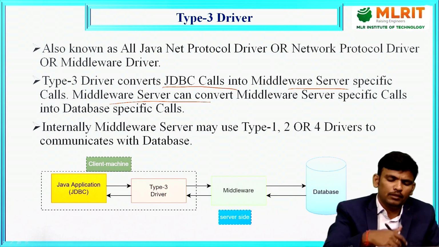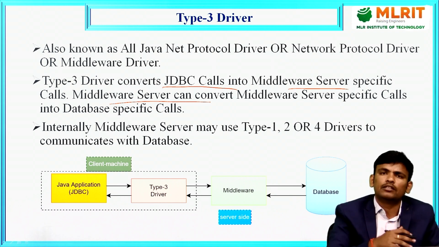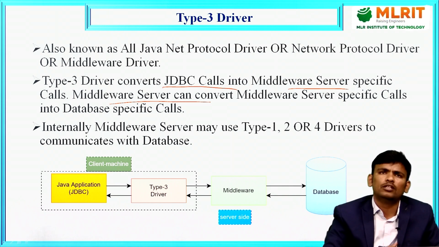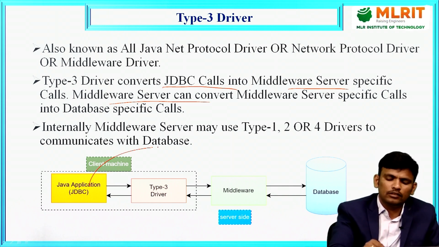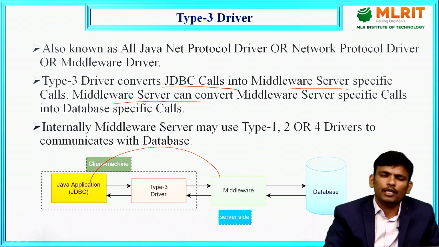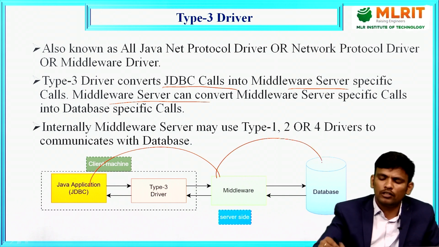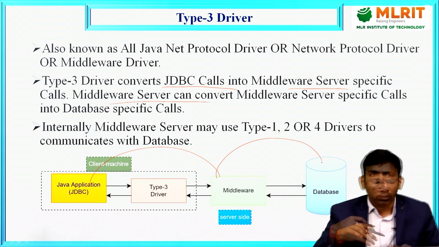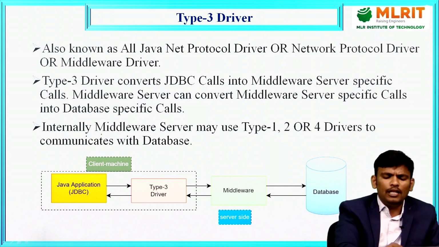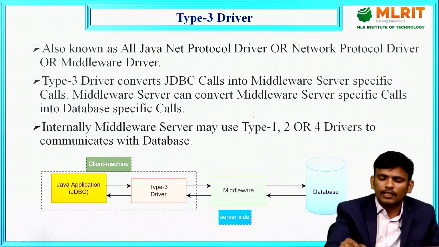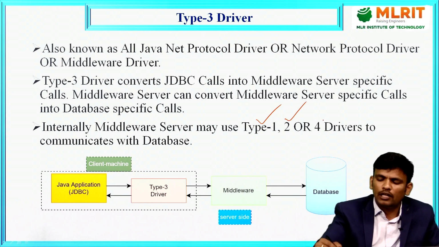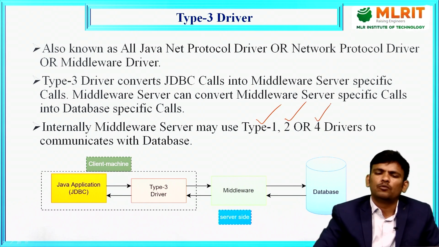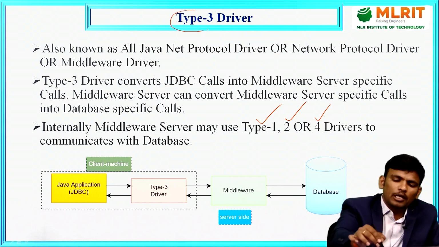So as I already explained for the type 1 driver, just like the type 1 driver, the type 3 driver also behaves the same. It will convert the Java application calls into calls understandable to the middleware, and the middleware converts them into calls understandable to the database. Here too many conversions are required. Next point, internally the middleware server may use a type 1 driver or type 2 driver or type 4 driver. We are discussing type 3 only.